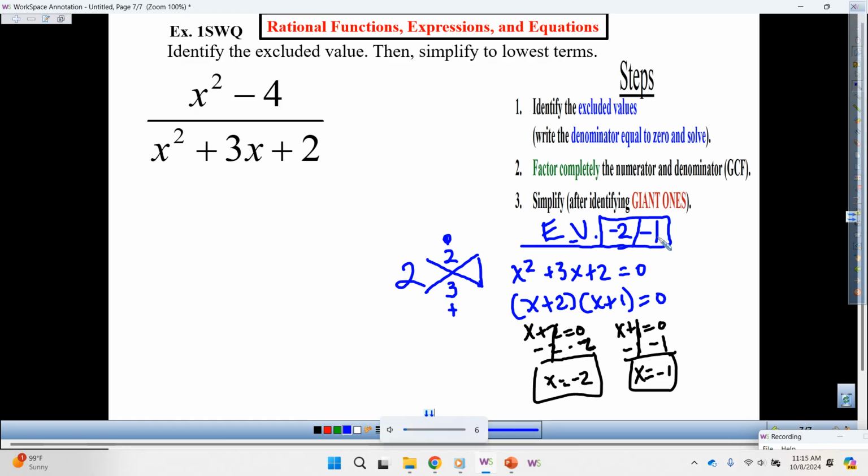What does that mean? Tell your neighbor, what does that mean if those are excluded values? What does that mean? Then Mario is going to pass it to someone. Mario, pass it to someone.